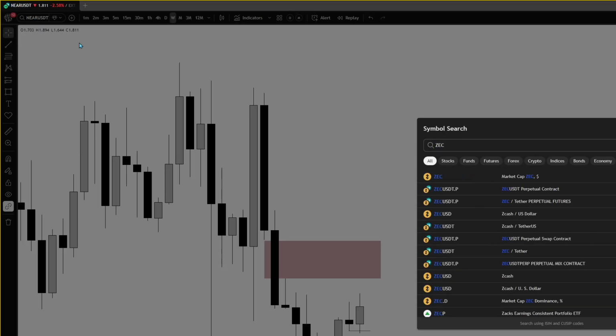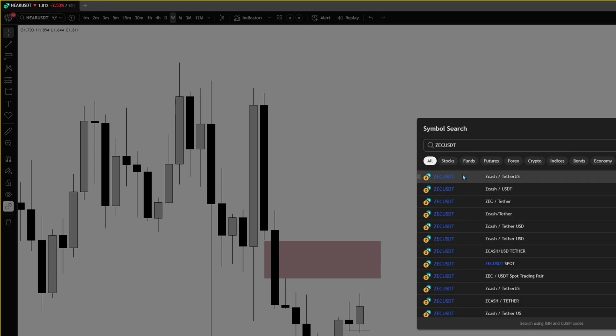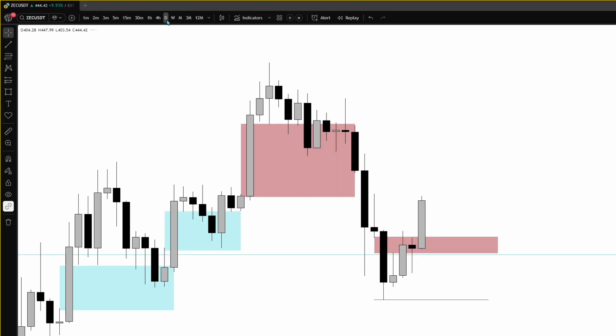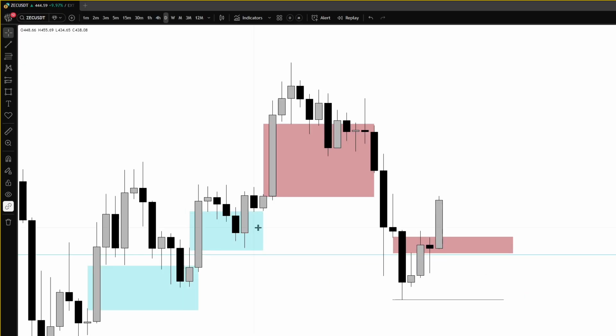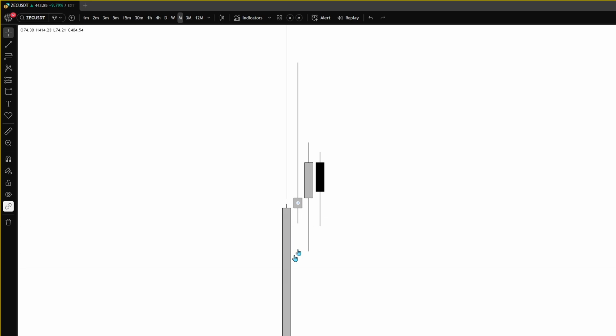Let's take a look at Zcash. Okay, so we're getting a nice inversion, it looks like. Let's look at the monthly real quick. Oh my God. Yeah, so look, we got monthly accumulation, right? Candle one. Oh shit, actually that is not candle one. This is candle one. We're coming off of this monthly fair value gap.